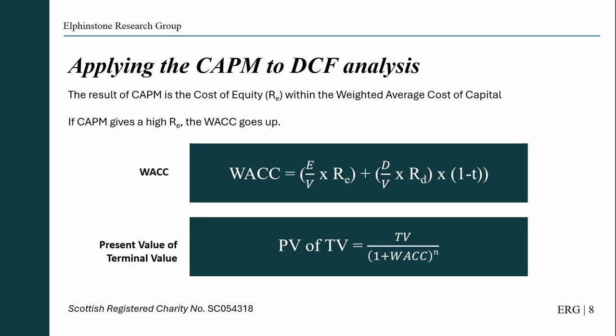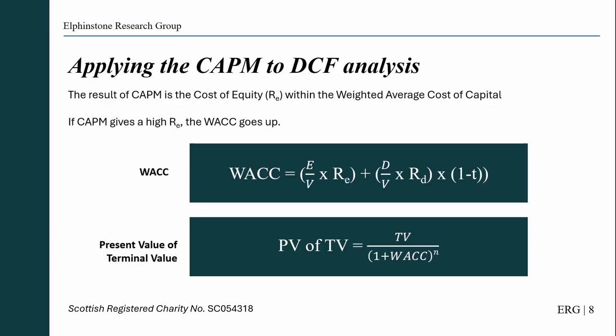Now, let's have a look at how we apply CAPM to DCF analysis. The result we get from the CAPM formula is the cost of equity, which is represented by RE within the weighted average cost of capital formula, which we also covered in our previous video on DCF analysis. The cost of equity lies within the first bracket of the WACC, and we can see that if CAPM gives you a high cost of equity, the WACC in turn will go up. The WACC is then implemented into the present value of terminal value formula within the denominator and acts as the discount factor.